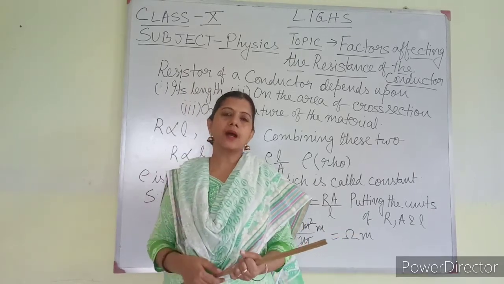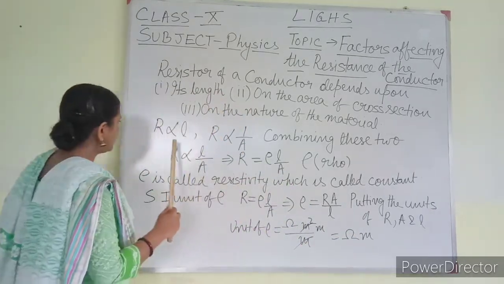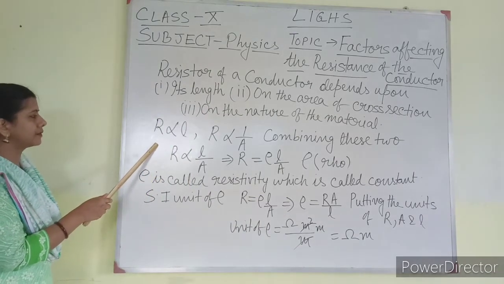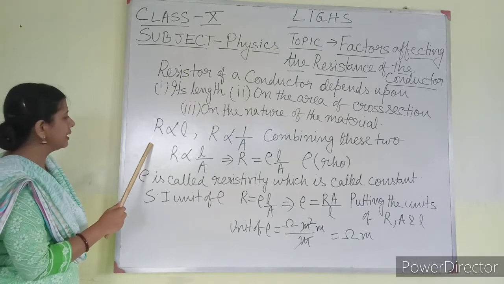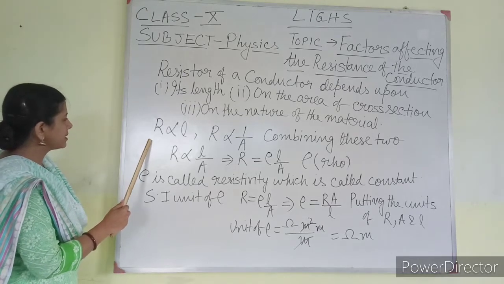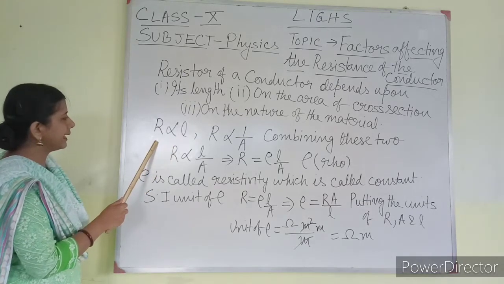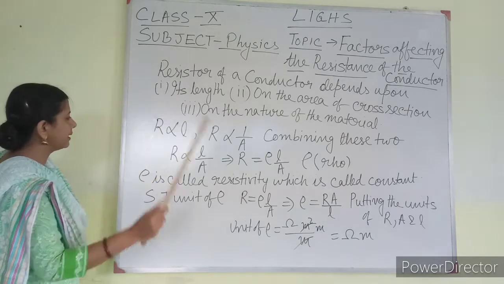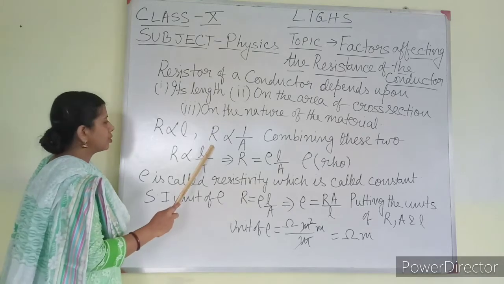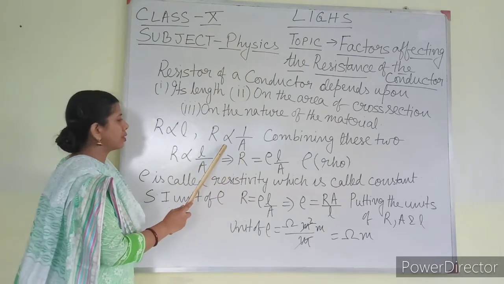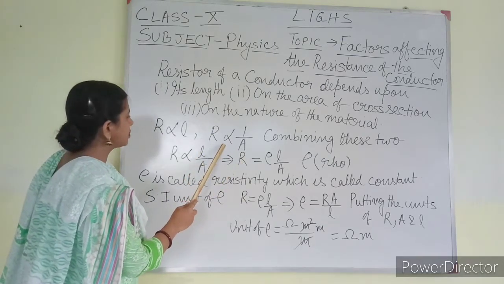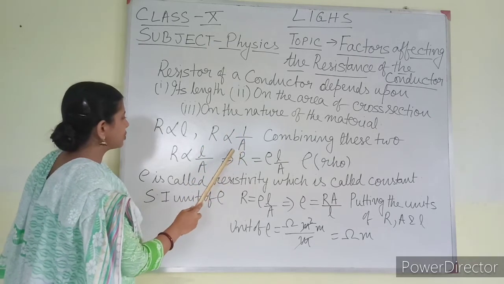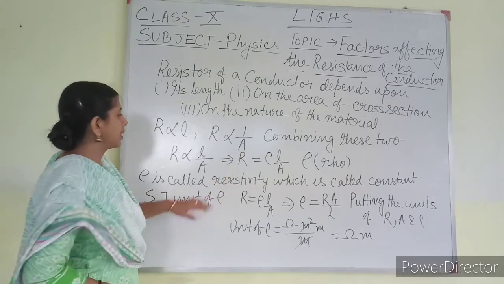So mathematically, how to represent it? Resistance is directly proportional to the length of the conductor. After experimental observation, it has been found that resistance directly depends upon the length of the conductor. R for resistance and L for length of the conductor. It also depends upon the area of cross section, but it is inversely proportional to the area of cross section. That is, R is inversely proportional to the area of the conductor.